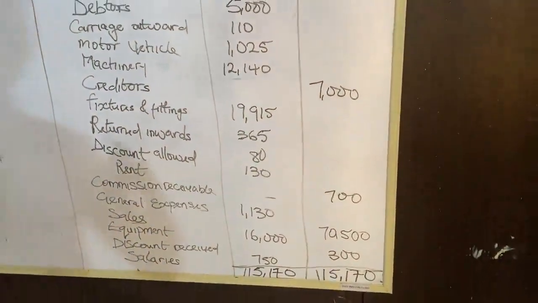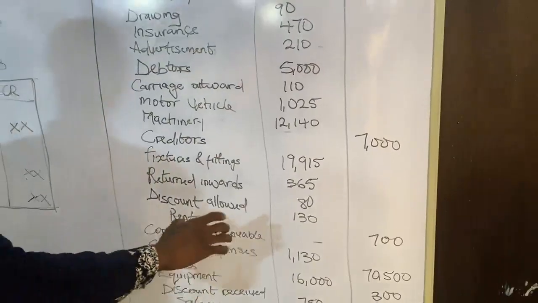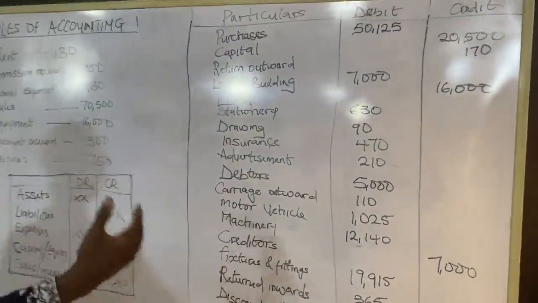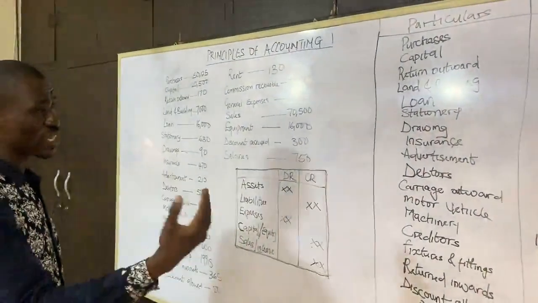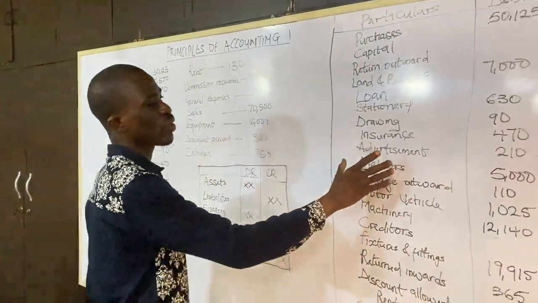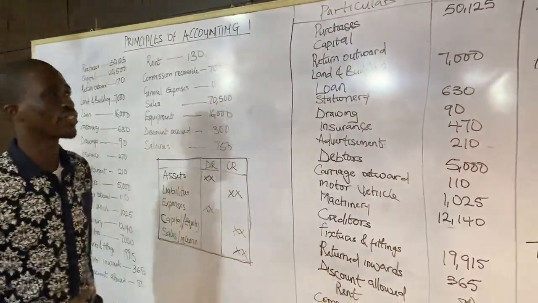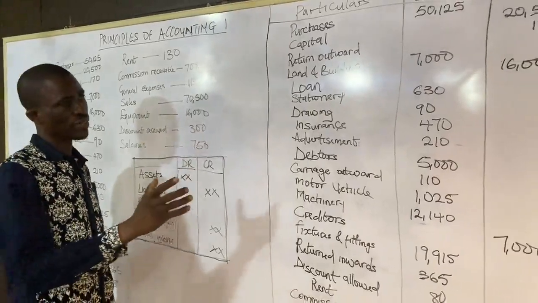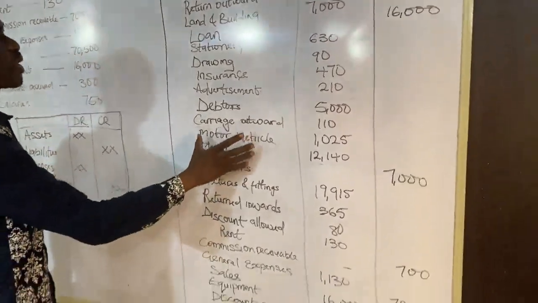And from here, when you discover that your balances are correct, it takes you to the next level, doing the final account, that is the trading profit and loss account and your balance sheet. It takes you straight to the trading profit and loss account and your balance sheet.